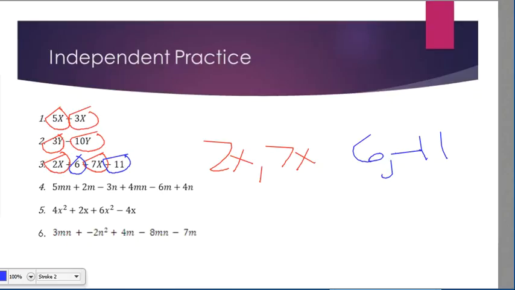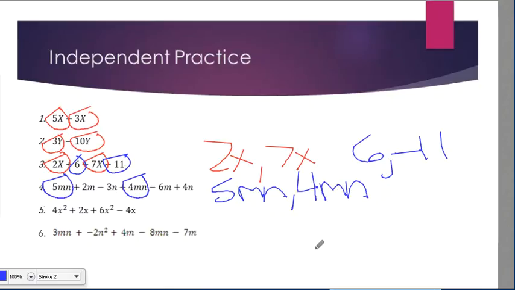Let's look at number 4. We have 5 times m times n plus 2m minus 3 times n plus 4 times m times n minus 6m plus 4n. So let's identify the like terms here. Well, we have 5 times m times n. We have 4 times m times n. So 5mn and 4mn. Those are like terms.